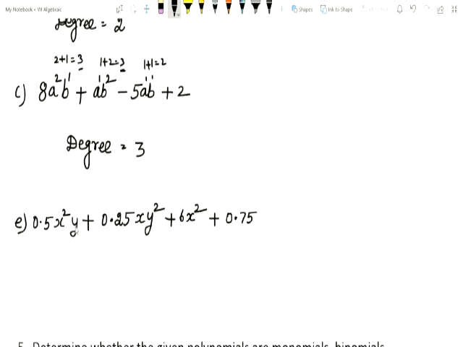0.5 x square y plus 0.25 x y square plus 6x square plus 0.75. You take the first term in the x square y. Here x power 2, y power 1. So 2 plus 1 what you will get children? 3. And see the second term here x power 1, y power 2. So 1 plus 2 equal to what children? 3. And here x power 2. Okay. Here the constant term. So the power is 0.